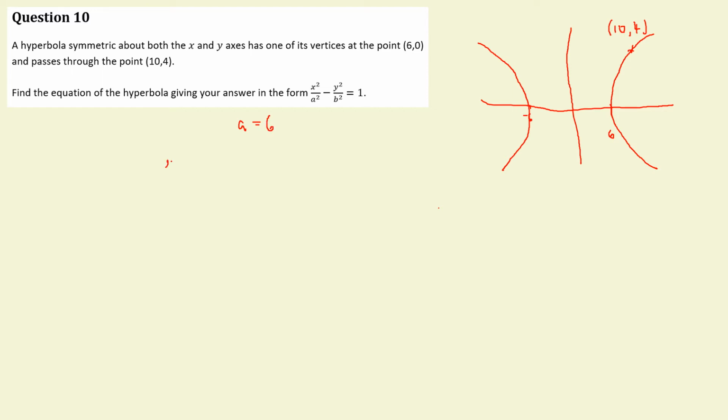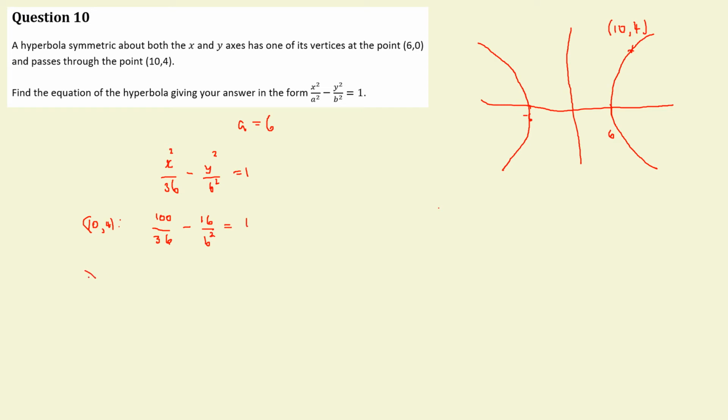So I know that I've got x squared over 36 minus y squared over b squared, which we don't know at the minute, is 1. We've got the point 10, 4, so let's use it. Yeah, this key thing for us a lot of the time is using points that we know. 10, 4 is a point on that hyperbola, so put it in. 100 over 36 minus 16 over b squared is 1.